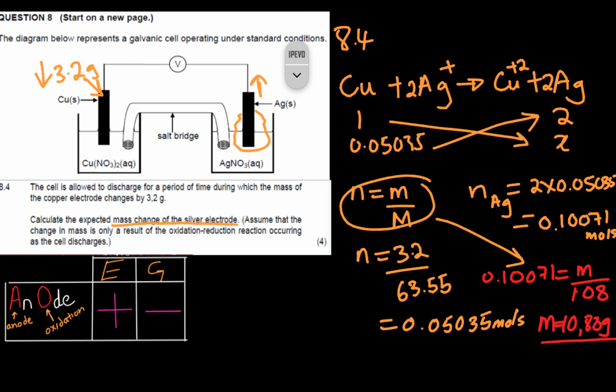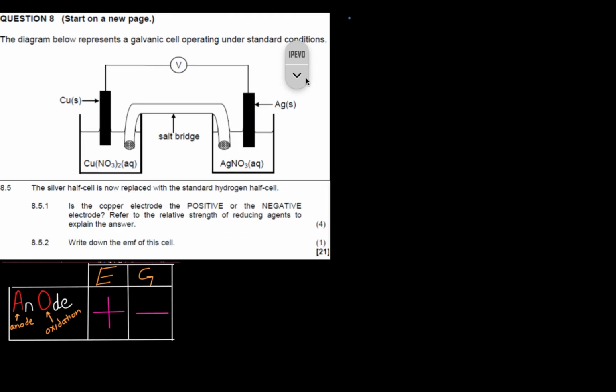Now let's move on to the last question. In this last question, they're saying that the silver half cell, which is this one, is now replaced with a standard hydrogen half cell. So a standard hydrogen half cell looks like this.